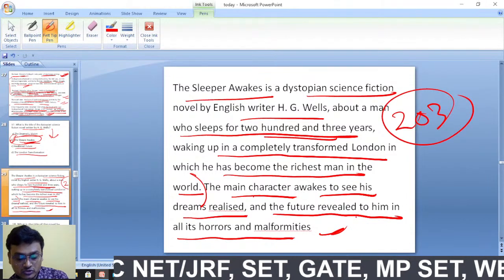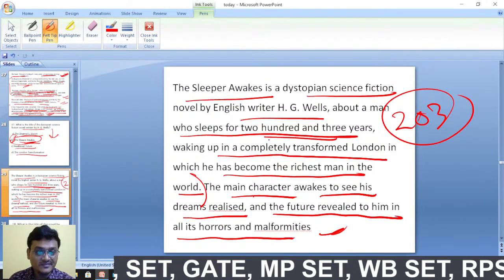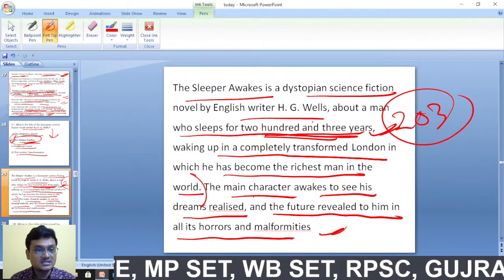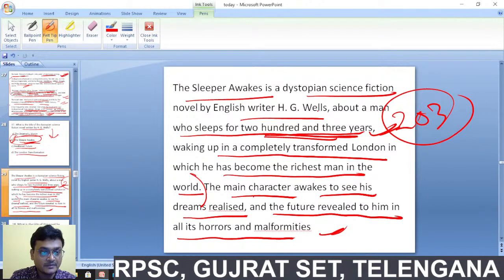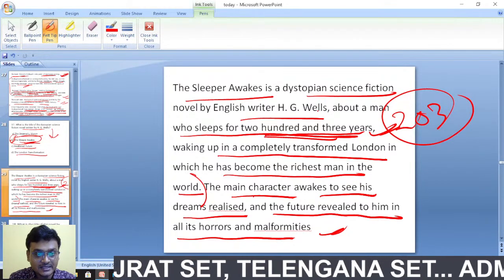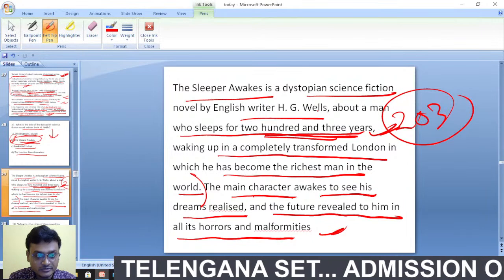Who sleeps for 203 years. The Sleeper Awakes, a dystopian science fiction novel by H.G. Wells. And after waking up, he sees that he is in a completely transformed London, in which he has become the richest man in the world.